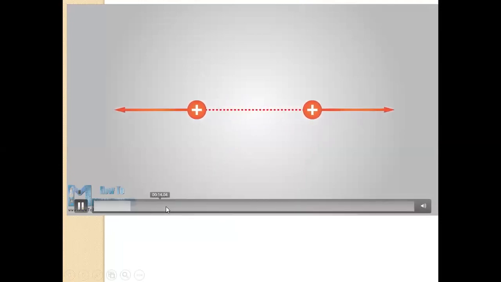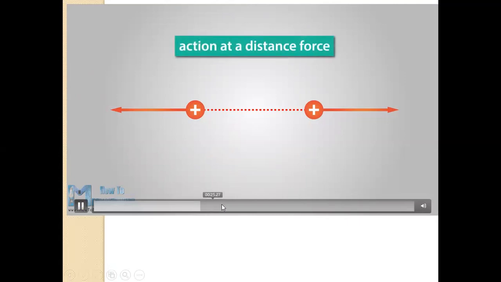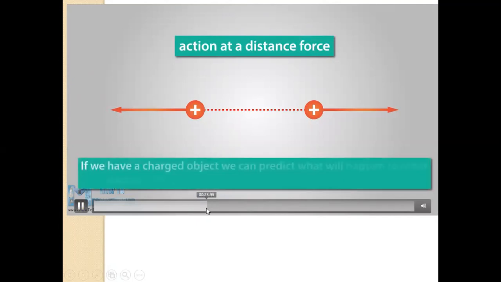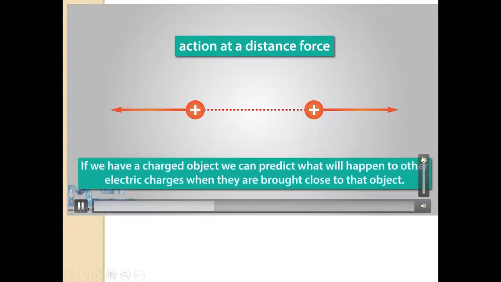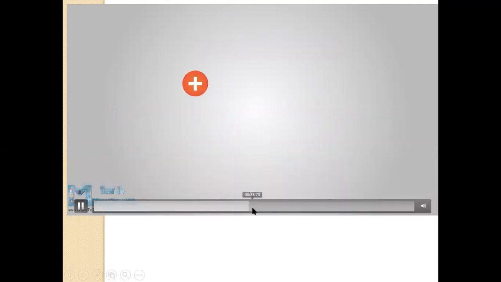Two electrically charged objects exert a force on each other. They also exert a force on each other even when they are not in contact. This force is called an action at a distance force. If we have a charged object, we can actually predict what will happen to other electric charges when they are brought close to the object. A charged object modifies the space around it, forming an electric field. If there is a charged object, and we know its charge, we can predict what happens to another charge if it is brought into its field.